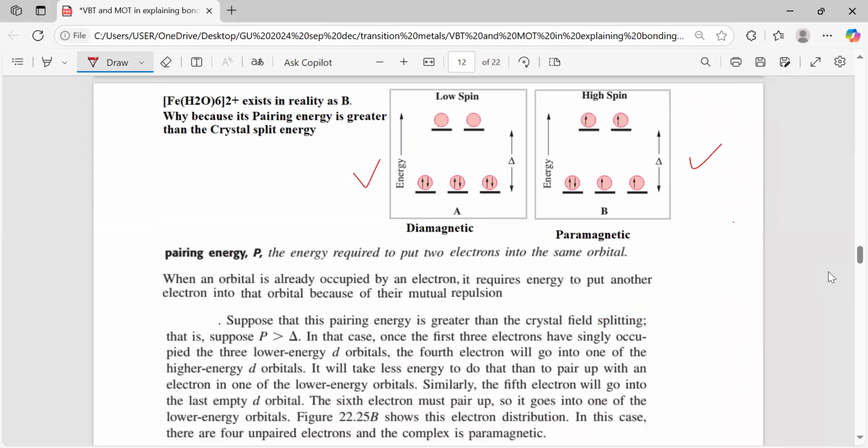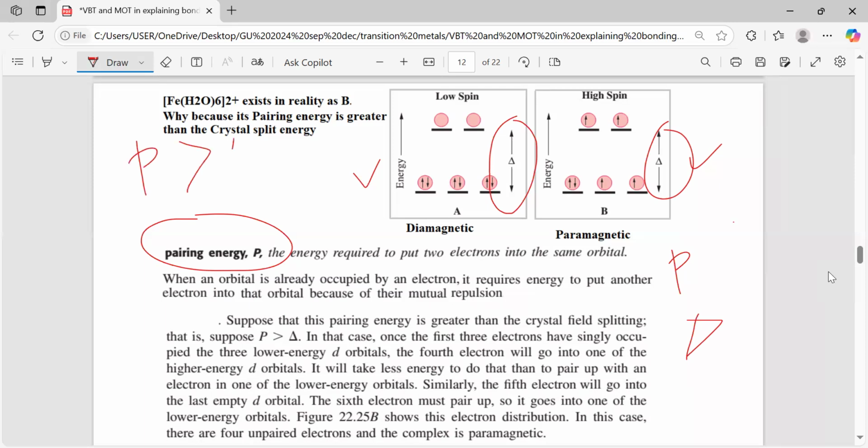Pairing energy. We get two issues here: the split energy and the pairing energy. There's energy required for pairing, which is called P, and energy for splitting, which is this gap. It's called delta. So we have scenarios where P is greater than delta. When the energy required to pair is more than the energy required for jumping, then we jump.